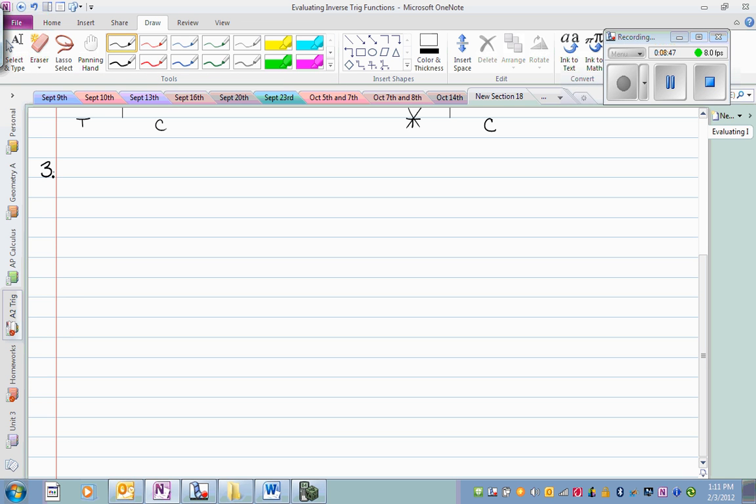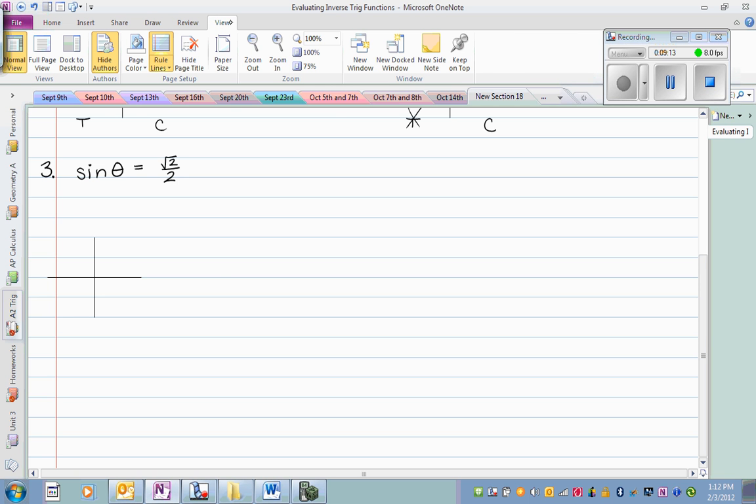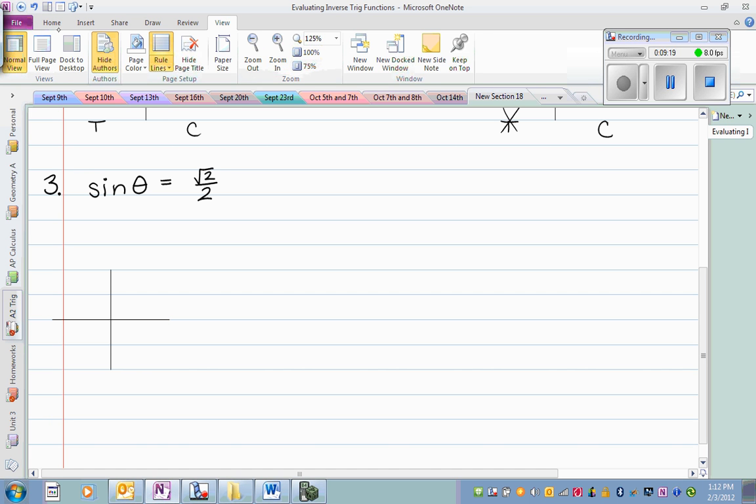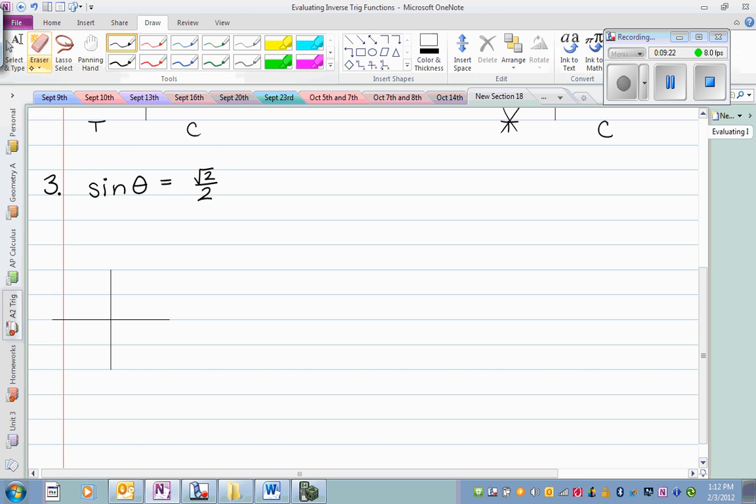How about, let's do a sine one. Sine theta equals radical 2 over 2. The value of sine is positive. So what quadrants am I looking at if the value of sine is positive? 1 and 2. Good.